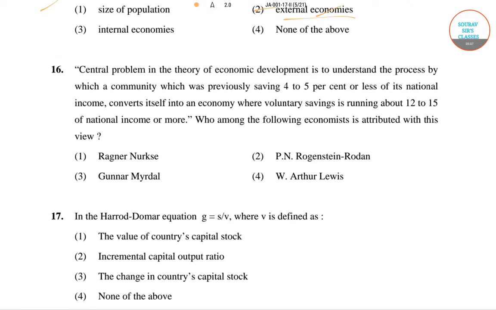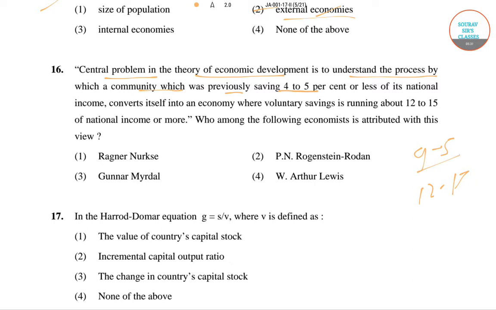In question number 16 it is given, the central problem in the theory of economic development is to understand the process by which a community that was previously saving 4 to 5% or less of its national income converts itself into an economy where voluntary saving is running about 12 to 15%.